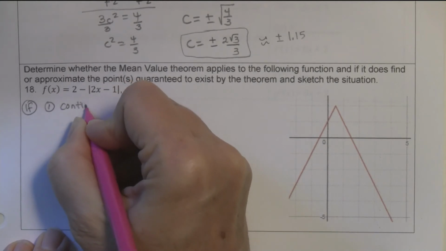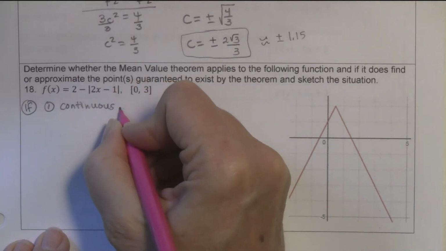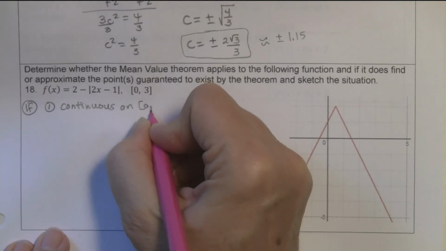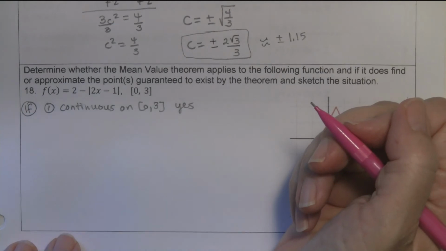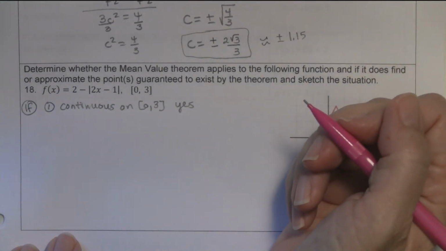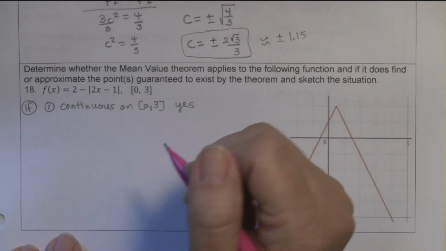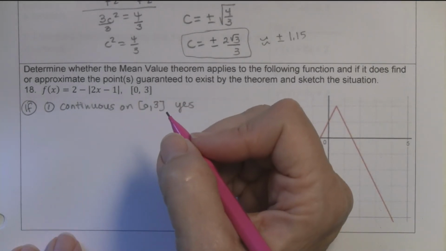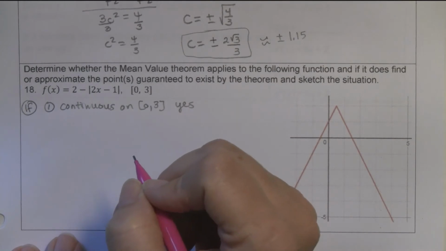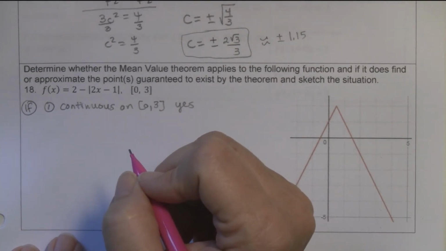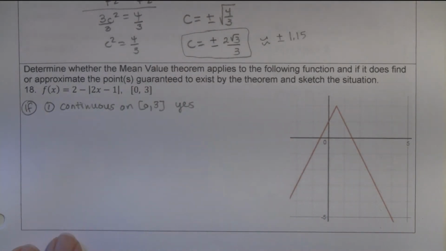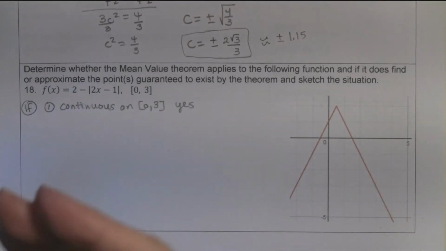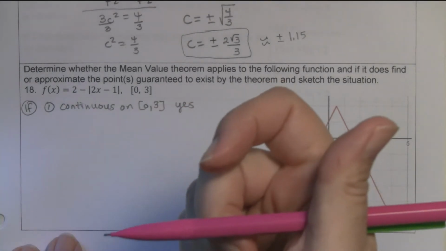Continuous on 0 to 1, yes, it is. It's piecewise defined, and I can write it out if you like, but the pieces will both be polynomials, and they meet up with one another. And so what would have to happen for it not to be continuous is if you had something that was piecewise defined and they had a jump in them, but absolute value doesn't have that jump in it, and so that's not a problem.